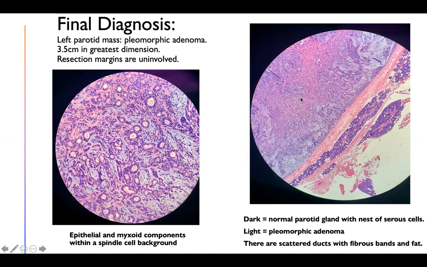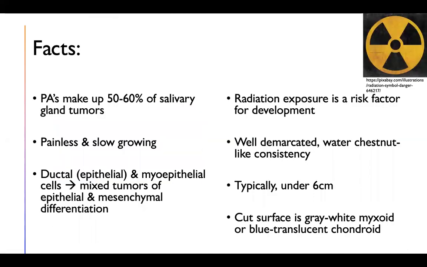the actual pleomorphic adenoma. So some facts about PAs, or, not pathologist assistant, but pleomorphic adenomas. They make up 50 to 60% of salivary gland tumors, and they're typically just these slow growing masses. They're a mixture of ductal, epithelial, and myoepithelial cells, to where they make these mixed tumors from different types of differentiation. A risk factor for developing these could be radiation exposure.